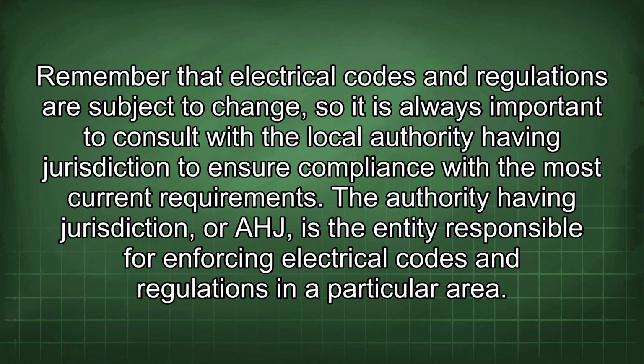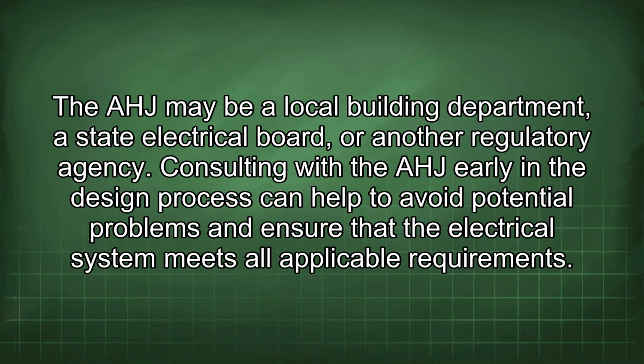The authority having jurisdiction, or AHJ, is the entity responsible for enforcing electrical codes and regulations in a particular area. The AHJ may be a local building department, a state electrical board, or another regulatory agency. Consulting with the AHJ early in the design process can help to avoid potential problems and ensure that the electrical system meets all applicable requirements.